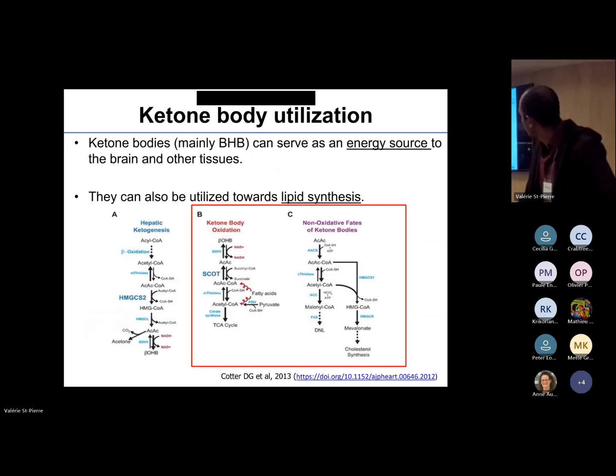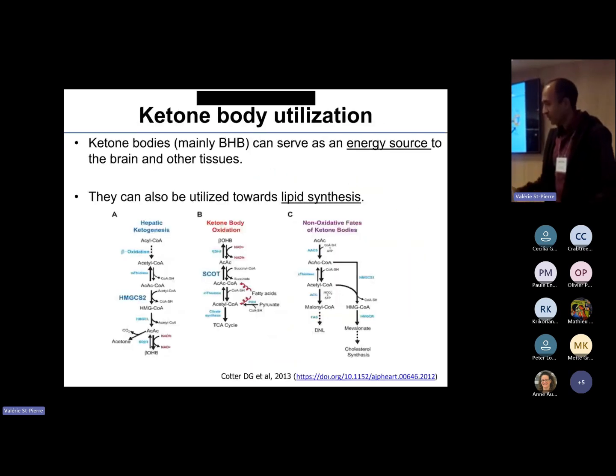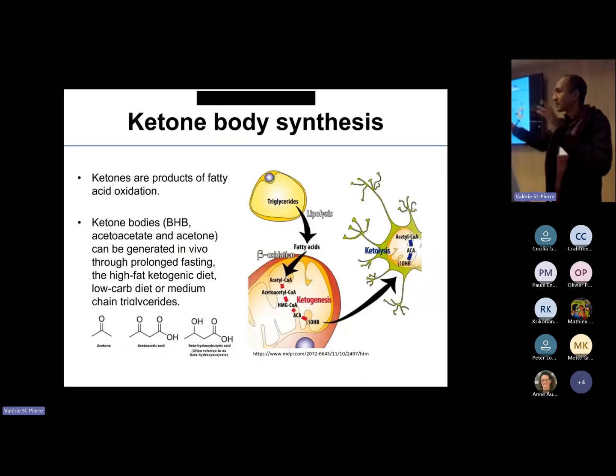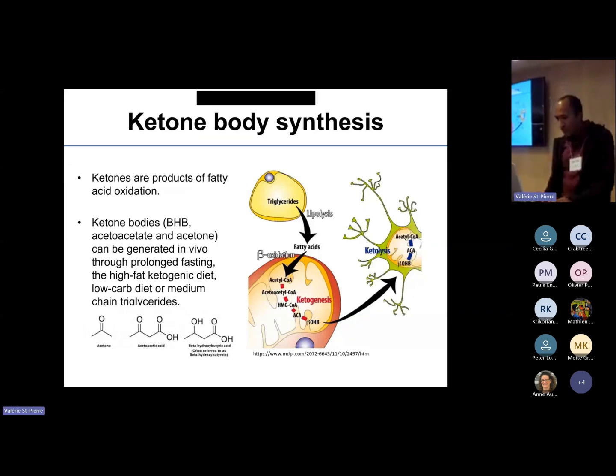Let's see if I can get the pointer to work. That's fine. Right click. I'll just wait. Oh, here. Okay.